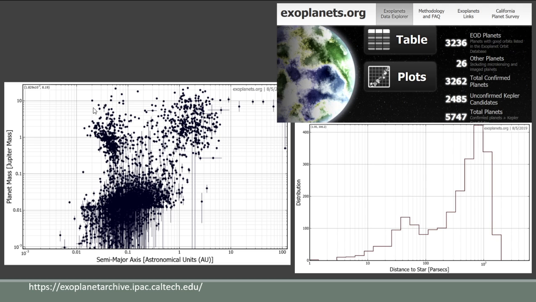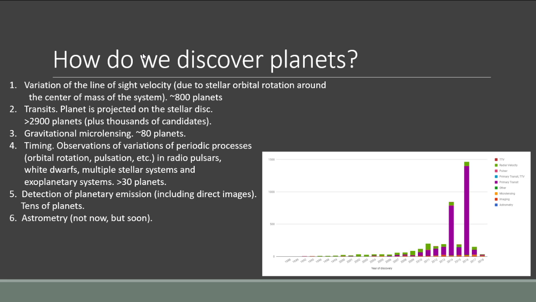Up to the upper limit, and they are very nearby to their stars. Again, we see them not because they're very abundant, but because it's very easy to discover them. How do we discover planets? There are several methods. They're listed here. So then I'll start to discuss these methods one by one.